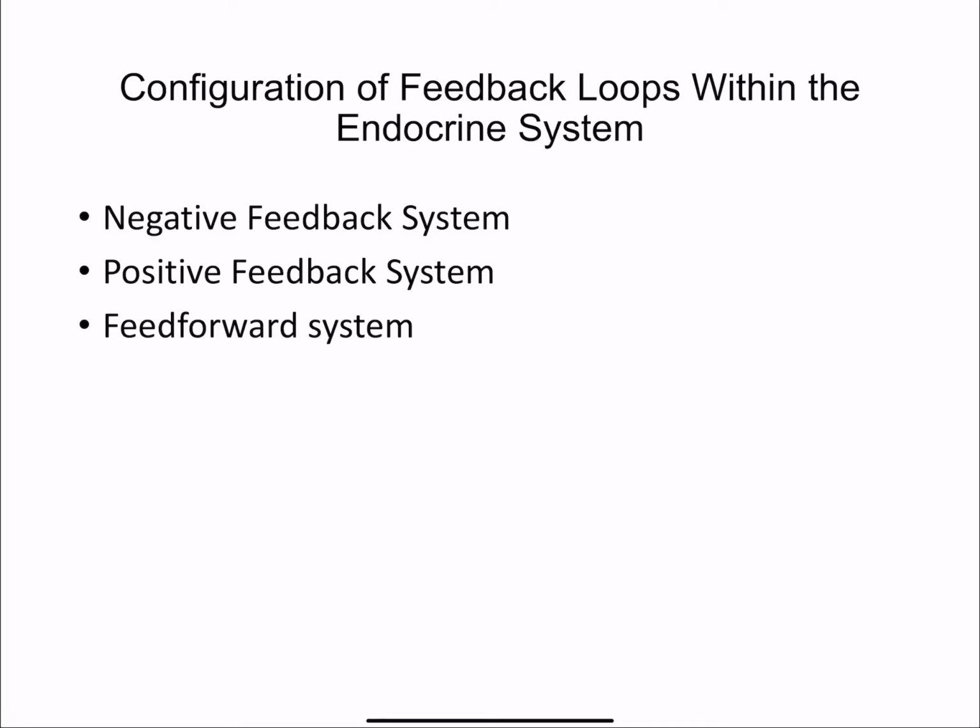So let's talk about configuration of feedback loops within the endocrine system. So what this means is hormones are typically secreted and regulated in what we know as feedback loops. So a hormone's production is not an endless thing. In fact, it is a very, very tightly controlled process. So the production of a hormone and the regulation of hormone happens in a few different ways.